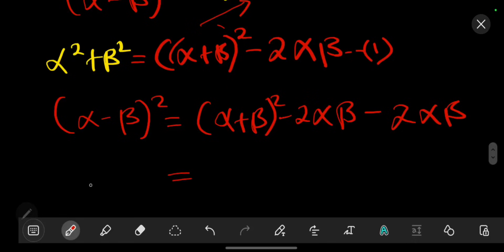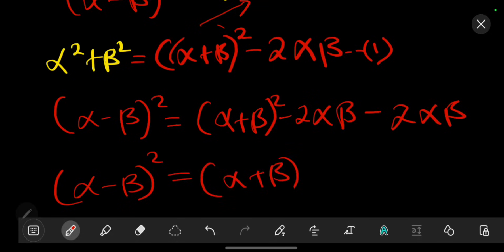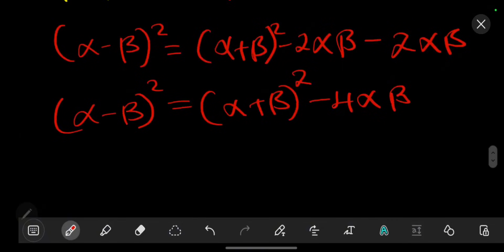So we are going to have our alpha minus beta squared. This should give us a value that is equivalent to alpha plus beta squared. Then negative 2 alpha beta minus 2 alpha beta will give us minus 4 alpha beta like that. So this is the identity. As long as you have alpha plus beta and alpha beta, then it is well. So to find our alpha minus beta, we are just going to square root both sides.